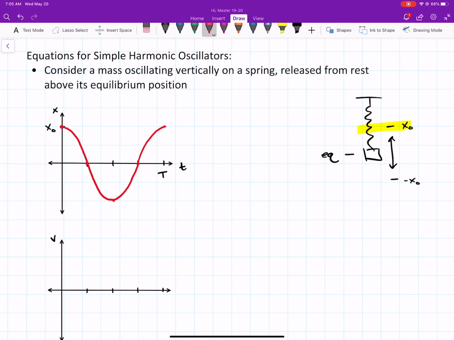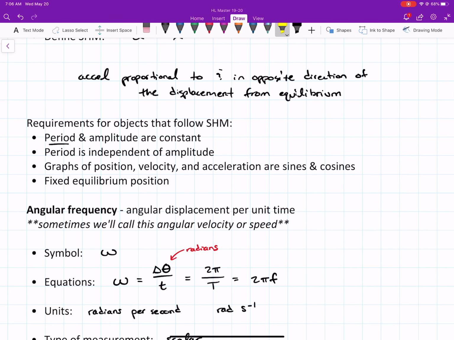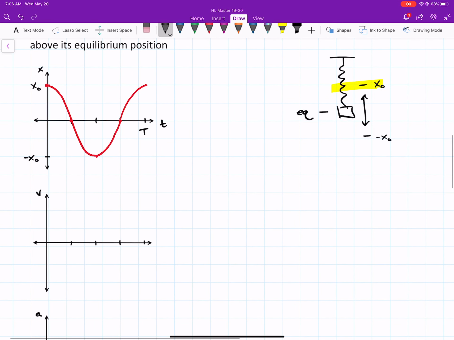And so we can also label those other spots. The top was X0, and here's negative X0 because that's the other amplitude. We always assume, as we mentioned up here, that for something that's simple harmonic, the amplitude is constant. And that shows up in our graph in that we don't get the amplitude getting smaller over time. It keeps reaching that same location. So if we think about the graph, we notice that that's a cosine wave or a cosine graph.